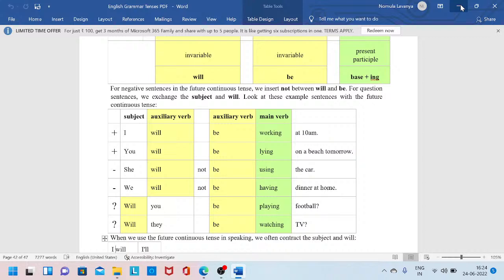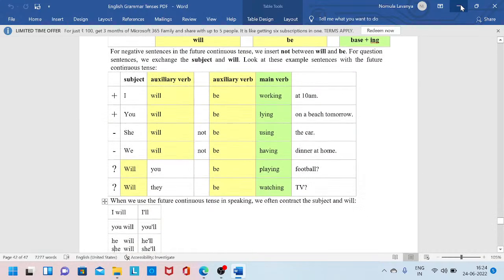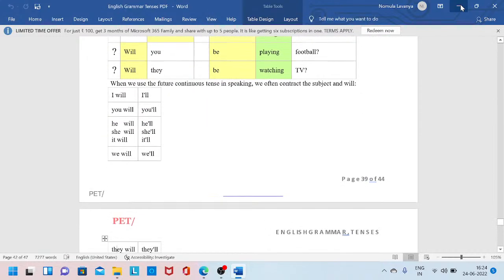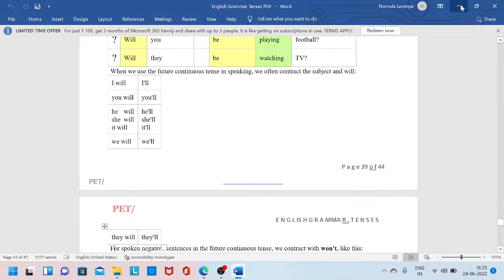So for the negative sentence, she will not be using the car. We will not be having dinner at night. So not is inserted in here. And for the question sentence, will you be playing football? Will they be watching TV? So for the future continuous tense in speaking, we often contract the subject and will. So see, I'll, you'll, he'll. So these are the future continuous tenses in speaking.